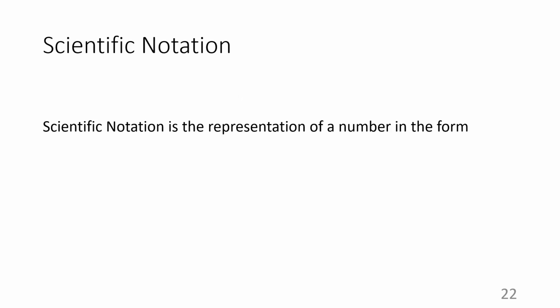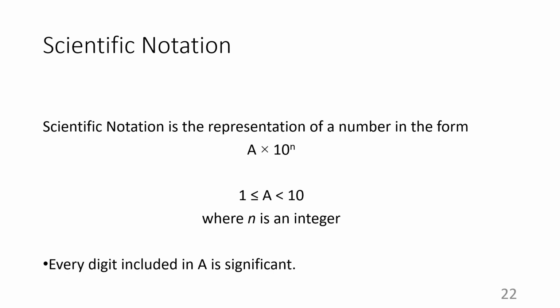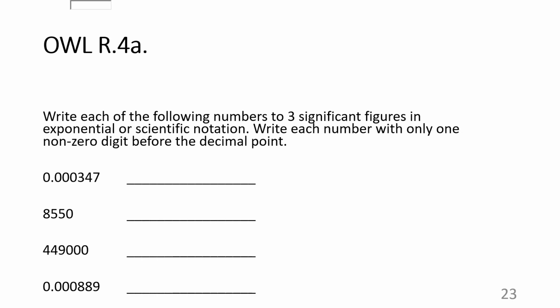And here we have the format for scientific notation. You would start with a prefix A, and then you would have it times 10 to a certain power. A is always a value between 1 and 10. You can't have one that's above 10. You can't have one that's less than 1. And every digit included in A is significant. The exponents don't count as significant figures at all.